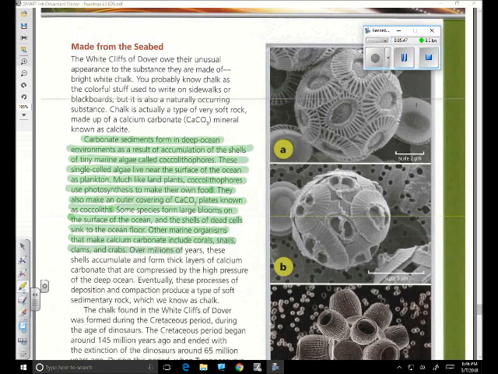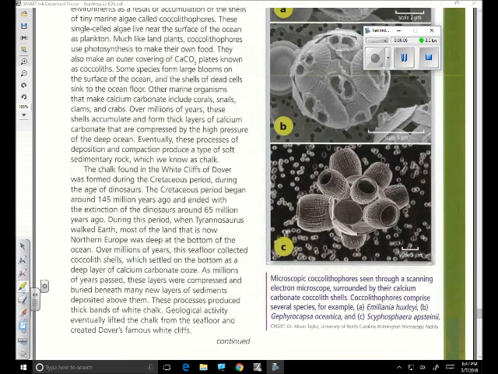Over millions of years, these shells accumulate and form thick layers of calcium carbonate that are compressed by the high pressure of the deep ocean. Eventually, these processes of deposition and compaction produce a type of soft sedimentary rock which we know as chalk. The chalk found in the White Cliffs of Dover was formed during the Cretaceous period, during the age of the dinosaurs. The Cretaceous period began around 145 million years ago and ended with the extinction of the dinosaurs around 65 million years ago.